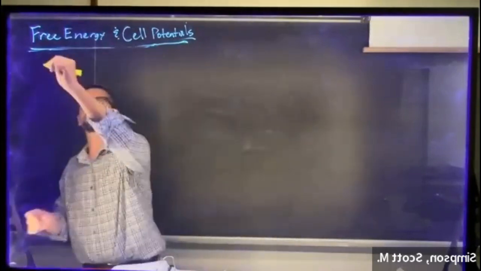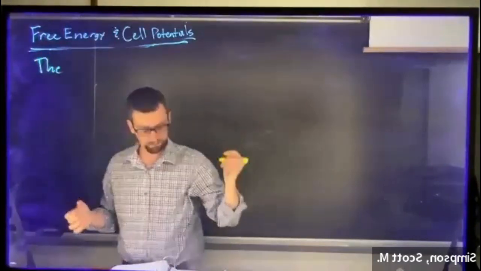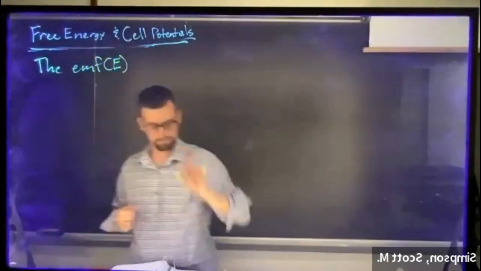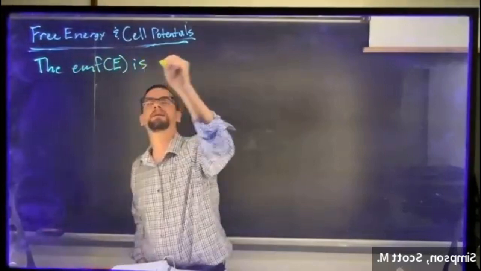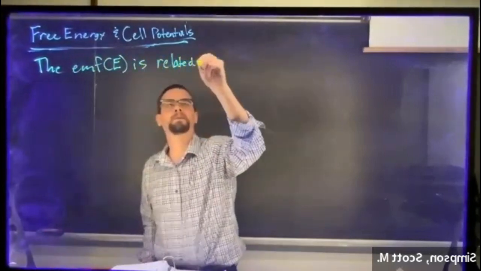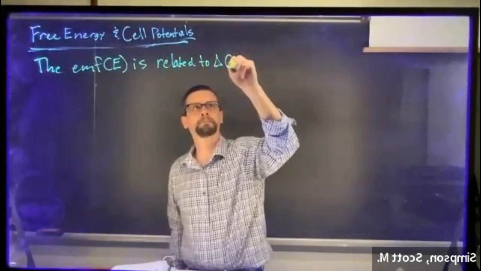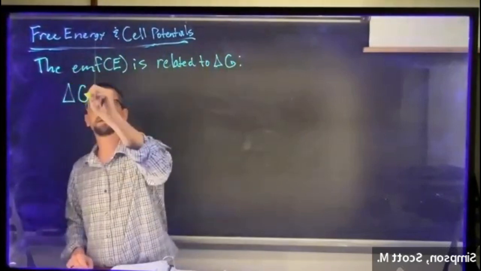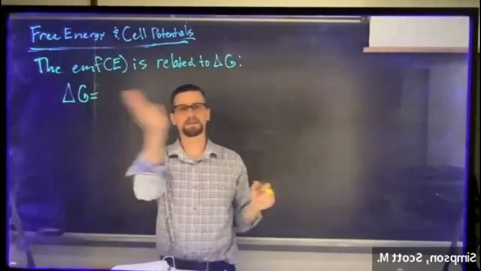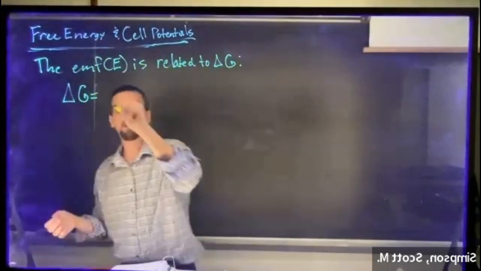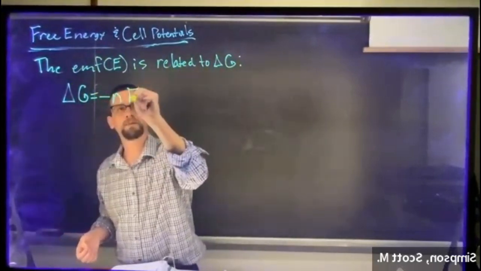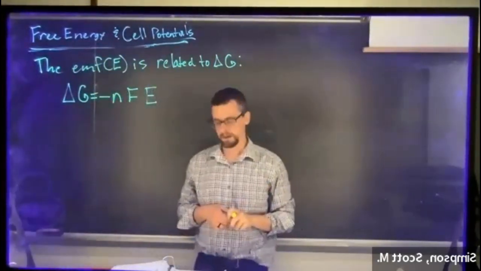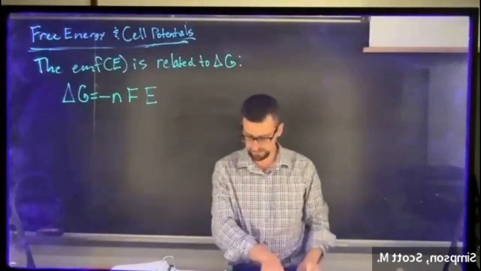So the electromotive force, which is related to the cell potential, is related to delta G by the following reaction, where delta G is equal to, and this is the maximum work that you can get out of the system, negative NF times the electromotive force, E. So again, let's describe what each of these things are.